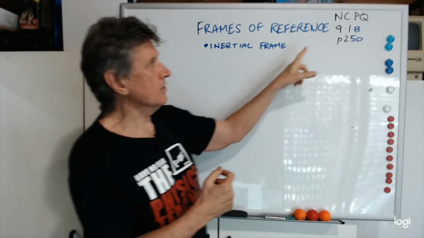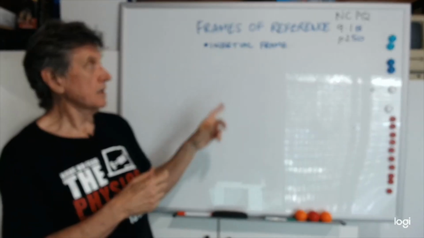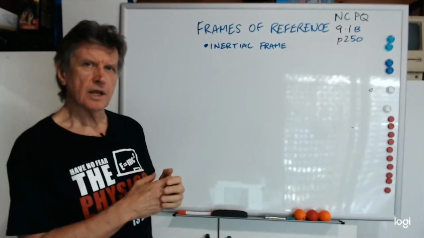And I'll go on and look at Einstein's special theory of relativity in a minute. That'll be 9.1c. That's the two postulates. Okay, we'll leave it there.